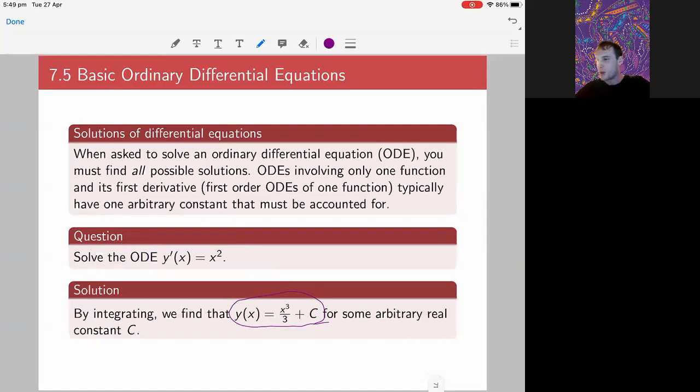Now remember, I suggested up here that to solve a differential equation, you need to find all possible solutions. Now, I claim that y of x equals x cubed on 3 plus an arbitrary constant c is actually all of the solutions. This is a question I'd like to leave you with over the break. Maybe you can think about it or someone can answer immediately. How do I know that this is actually all the solutions?